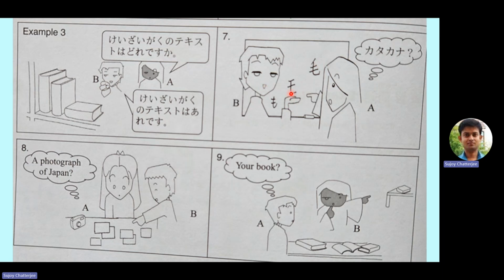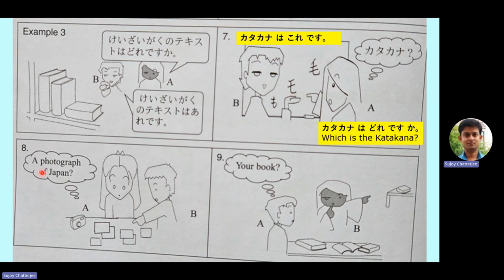So how to say that? Katakana wa dore desu ka? Which is the katakana? Katakana wa sore desu. So we can say katakana wa sore desu, or kore desu is also fine, because it's very near to them. It actually depends on the situation, how near or how far you are from the object, and you can select the appropriate kore, sore or are.